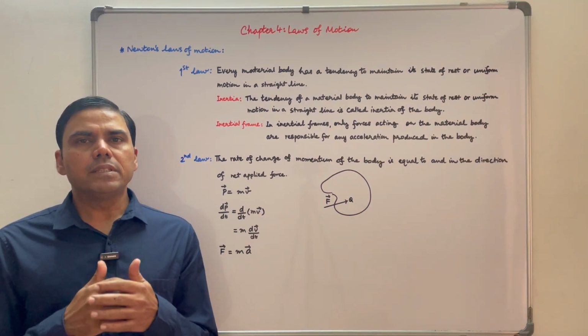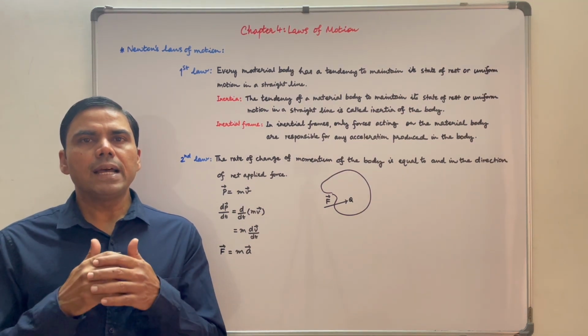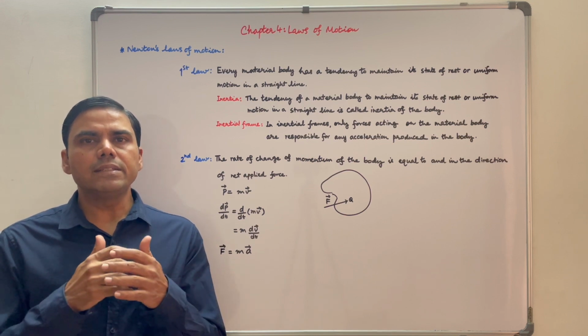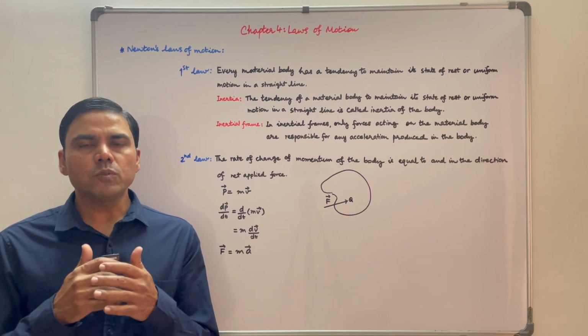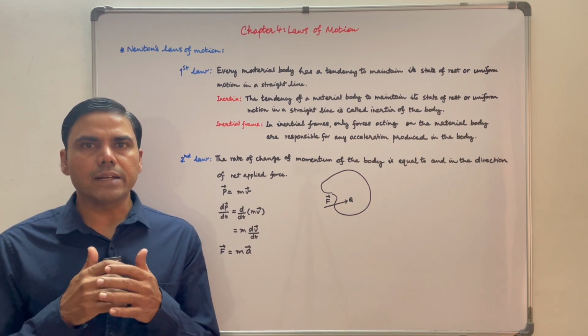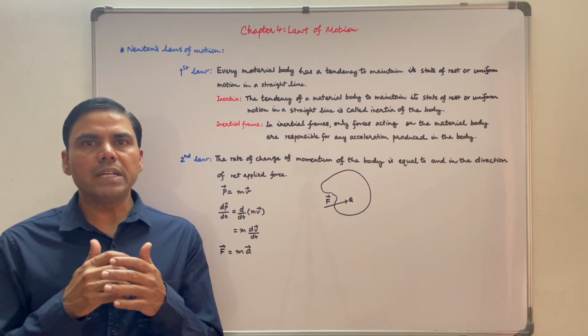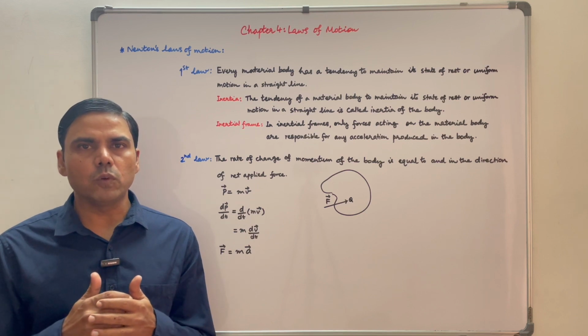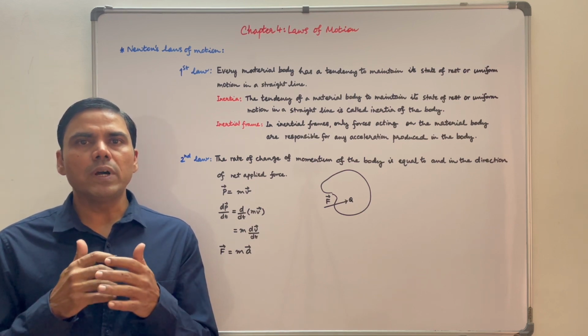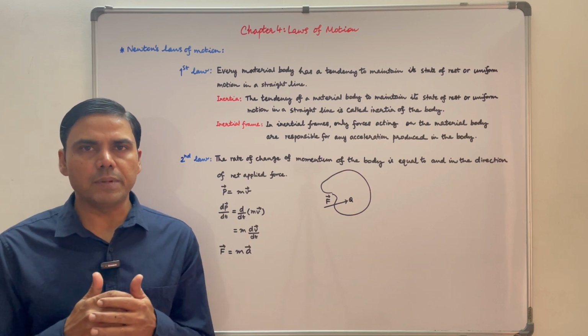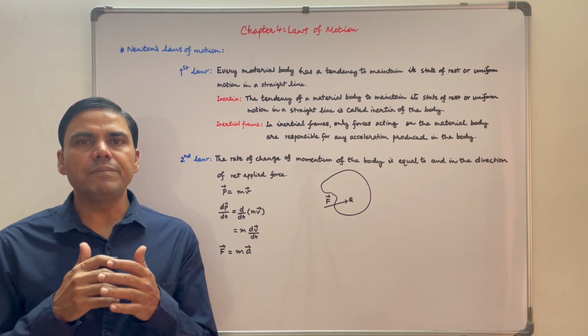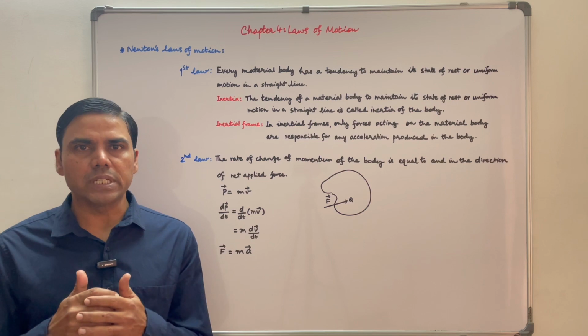First law. As per this law, every material body has a tendency to maintain its state of rest or uniform motion in a straight line. It is quite clear that if a body is at rest, it can be moved by the application of an external force. Though it is not clear why uniform motion in a straight line part is included in the statement. We will understand this when we go through the second law of motion.